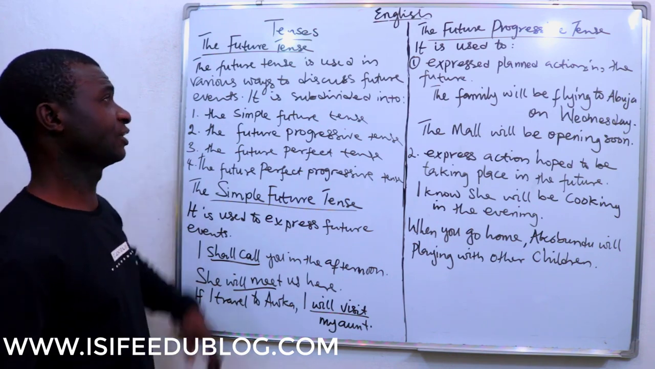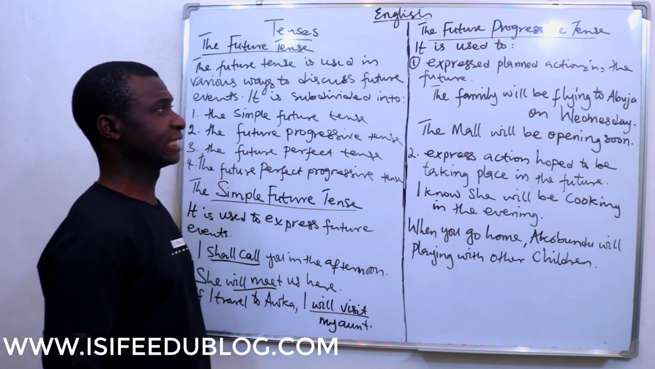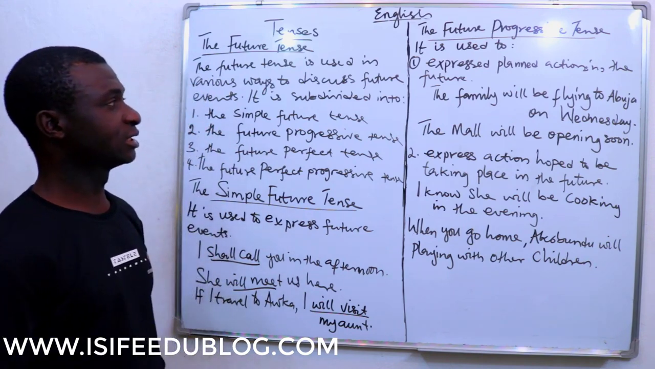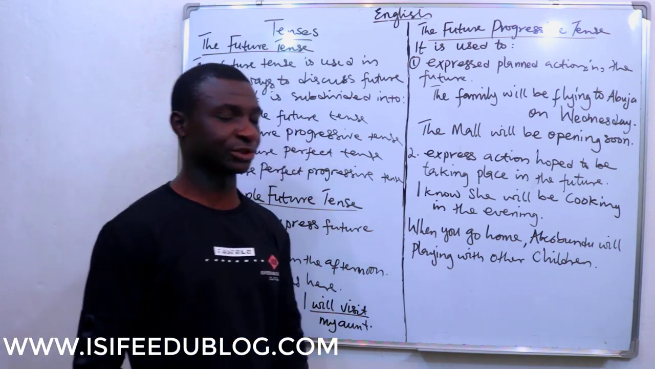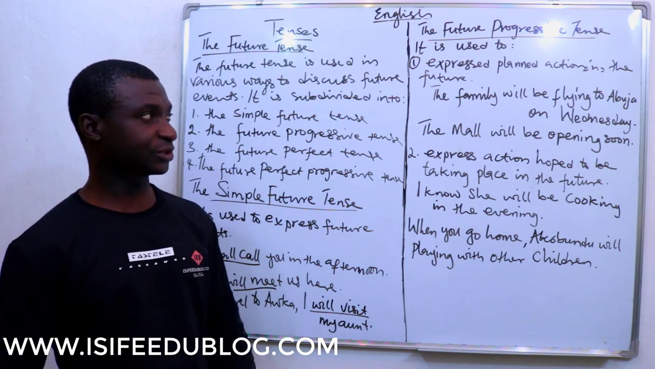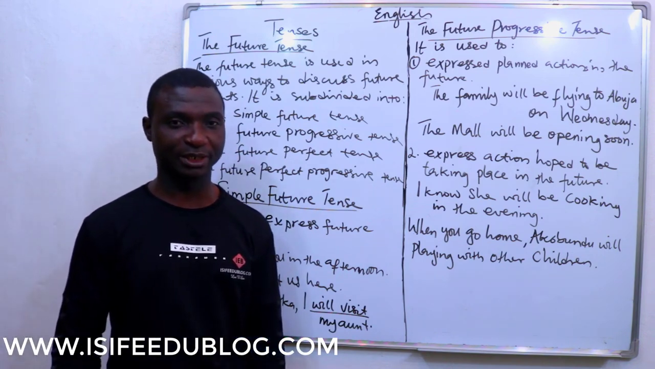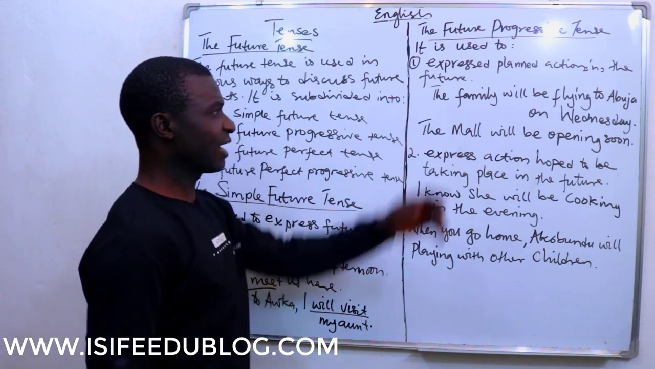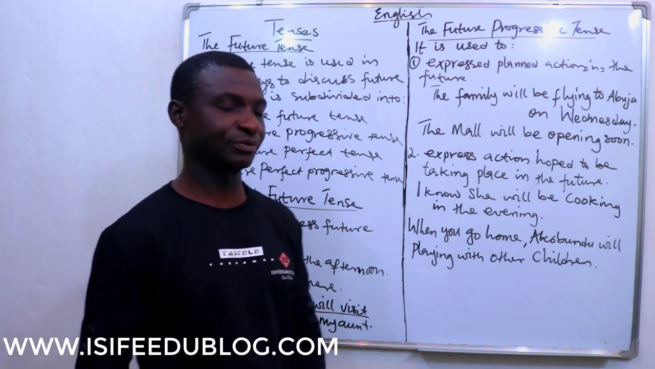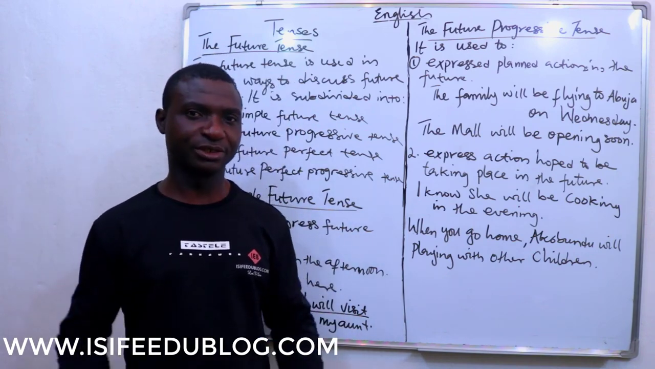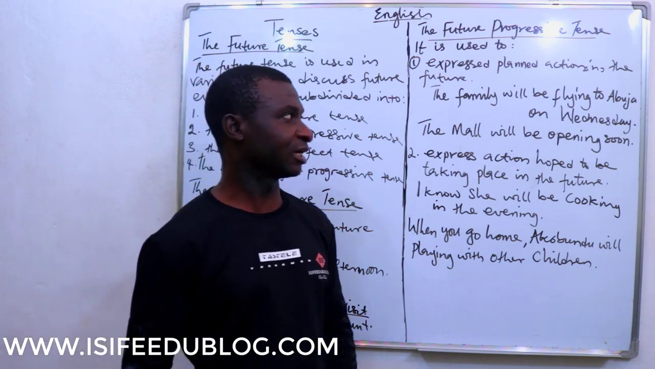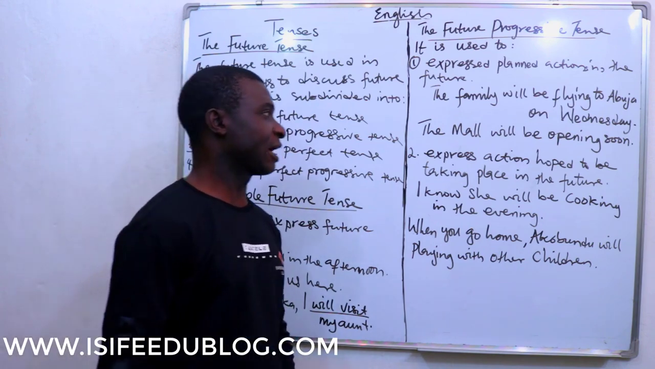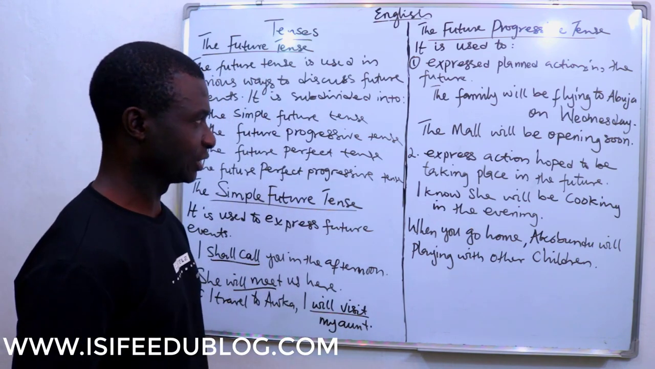Let's look at the future progressive tense. It is used in 2 different ways. 1, to express planned actions, things you hope definitely will be taking place in the future because you've planned towards it. The family will be flying to Abuja on Wednesday. It might still be Monday, and this plan is concluded. The flight has been booked and all of that. So the family will be flying to Abuja on Wednesday.